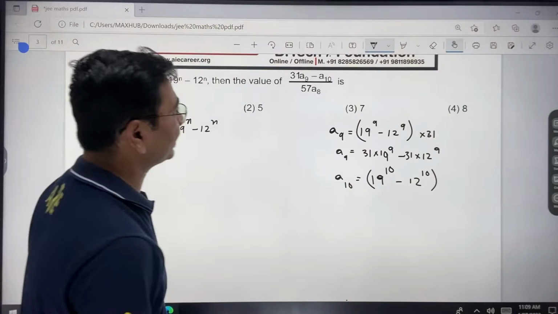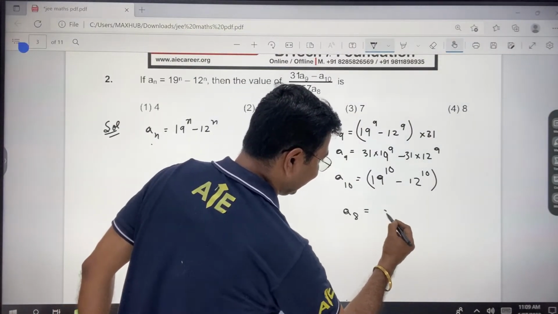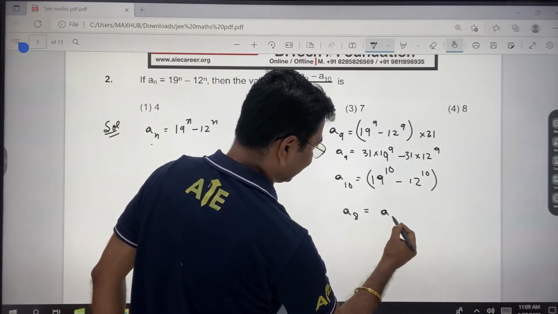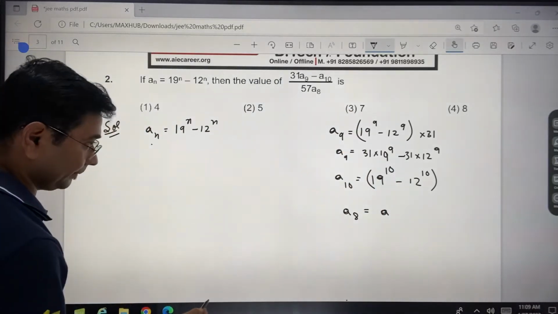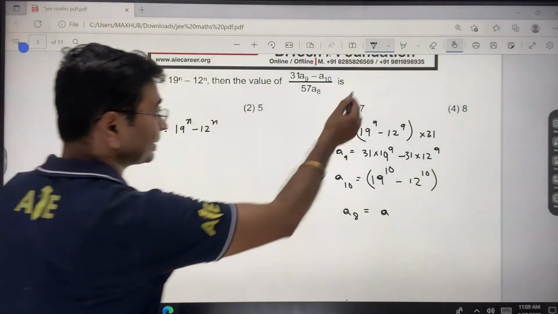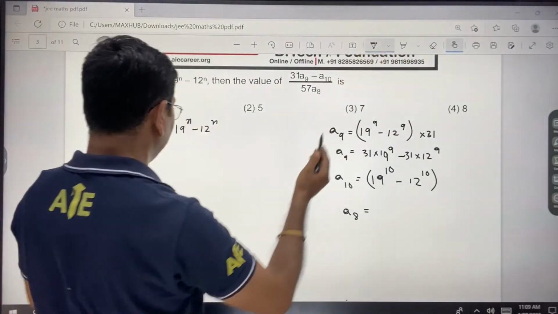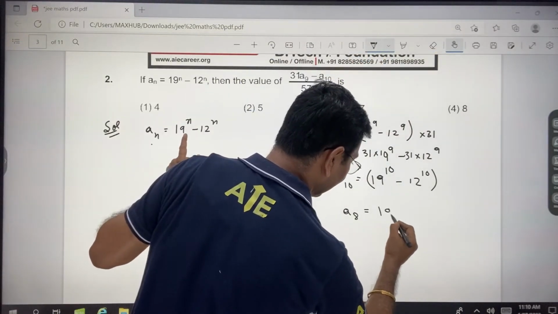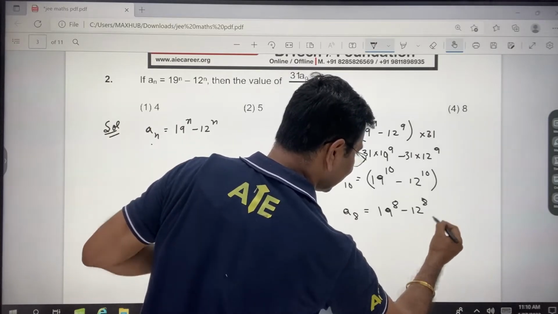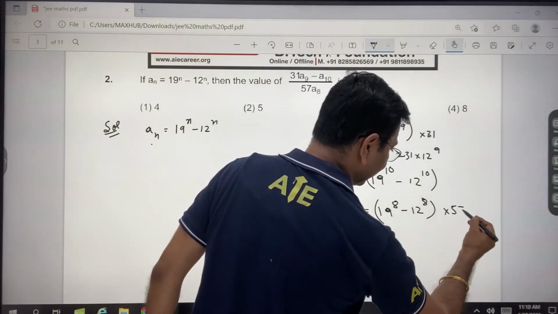And what about the denominator part? And denominator part is a8, and that is a to the power 8, that is in this case in the a8, right? Okay, sorry. In this case you have got it as, hold on, 19 to the power 8 minus 12 to the power 8. So this is the denominator part with a multiplication of 57.